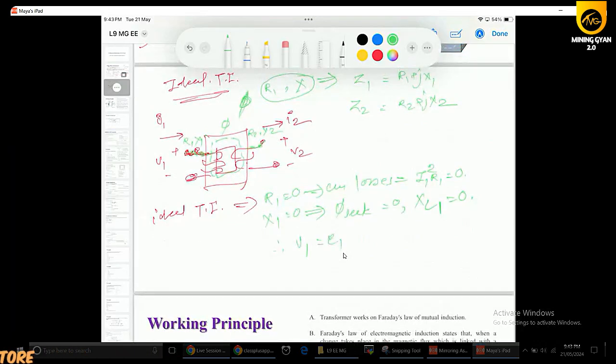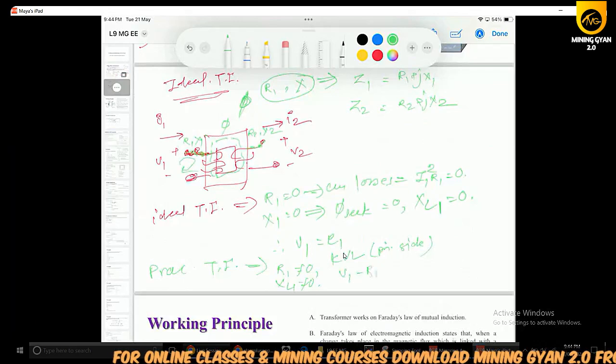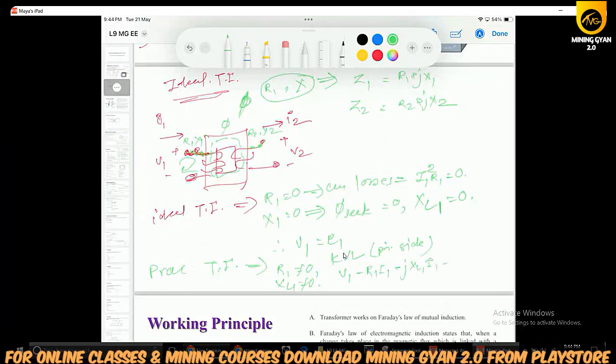Otherwise, in case of a practical transformer, R1 will not be equal to 0 and XL1 will not be equal to 0. Then the KVL equation in the primary side, in this loop, will be V1 minus R1 I1 minus jXL1 I1 minus E1 equals 0, which means V1 equals (R1 plus jXL1) I1 plus E1.